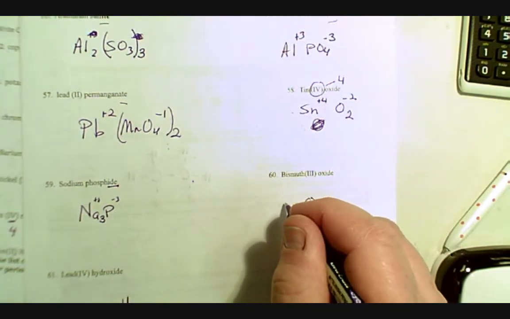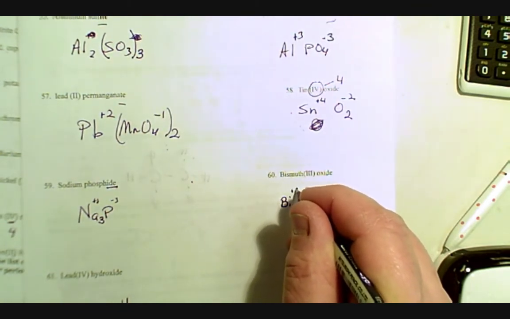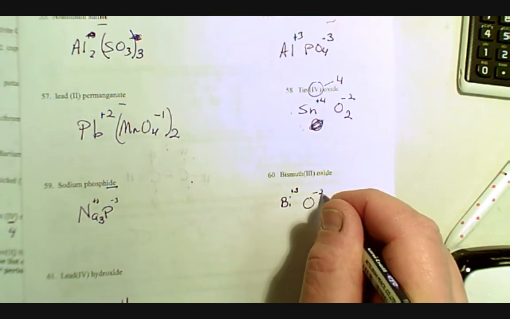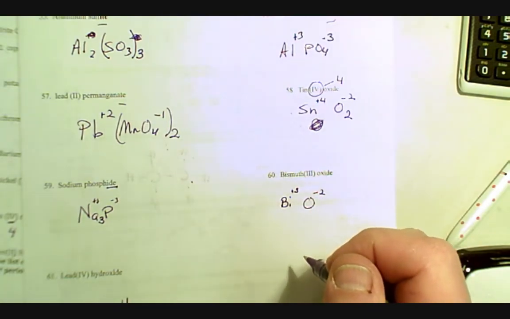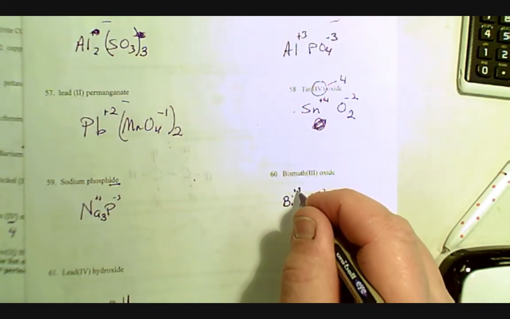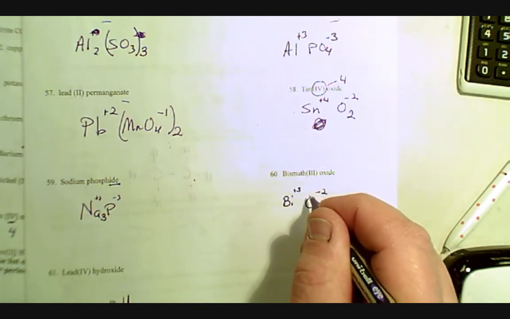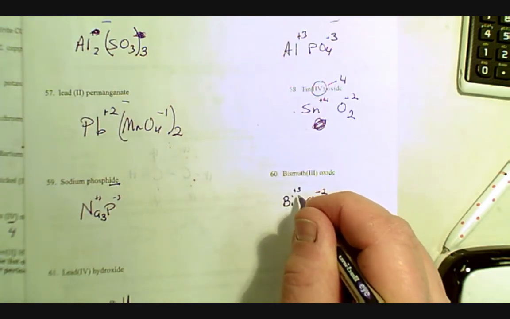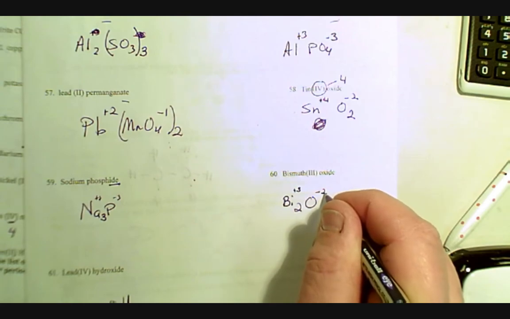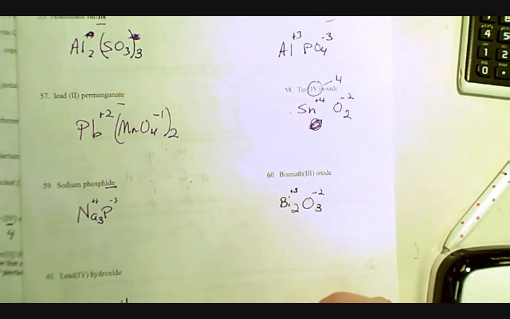Bismuth 3 oxide. So bismuth is Bi, and the 3 tells you the charge, which is convenient. We already know that the oxygen's -2, so we need a common multiple of 3 and 2. So how many 3's do you need to make 6, which would be the least common multiple of 3 and 2? How many 3's do you need? You need 2 of them. How many 2's do you need? 2 times what equals 6? And that's your formula.